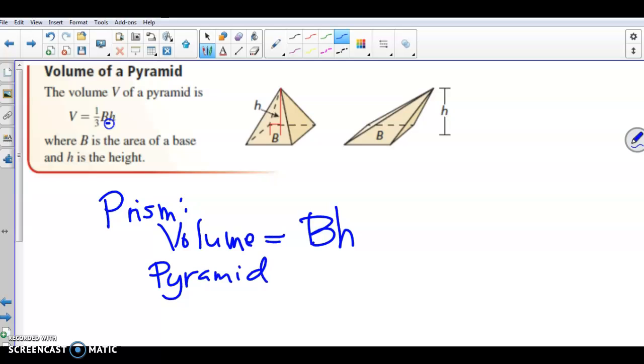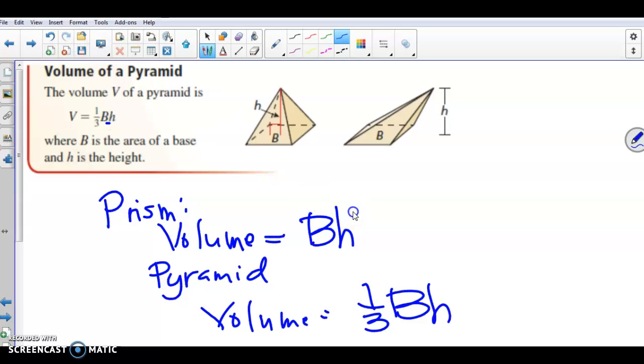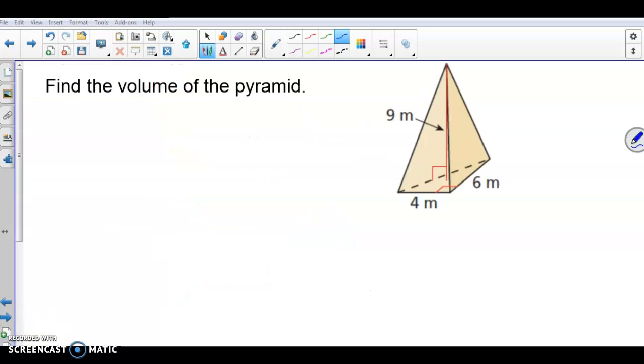the pyramid formula for volume will be 1/3 times the base area times the height of the pyramid. And that is true for right pyramids and for oblique pyramids as well. So let's use this example to illustrate how to use the formula.